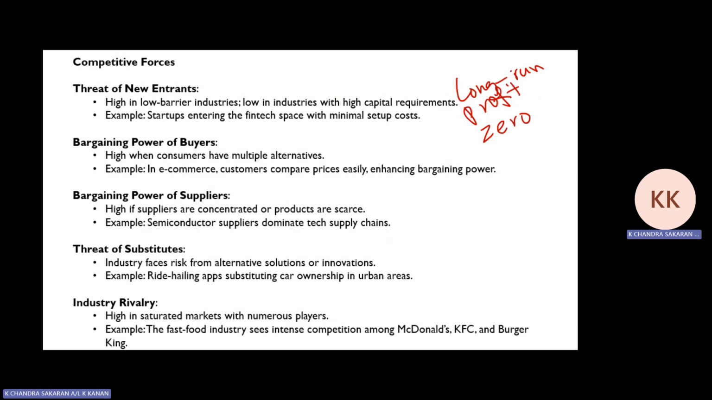Okay, the outcome of this is long run profit is zero. If it's a monopoly market, in the long run, they can continue to make profit, no problem, because no entry threat. Okay.